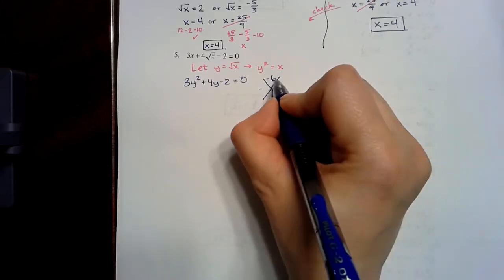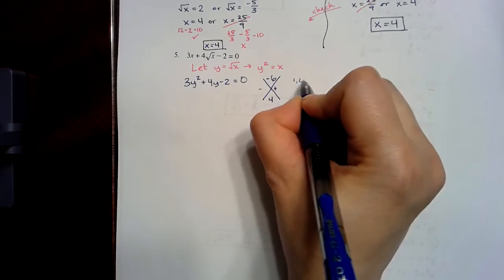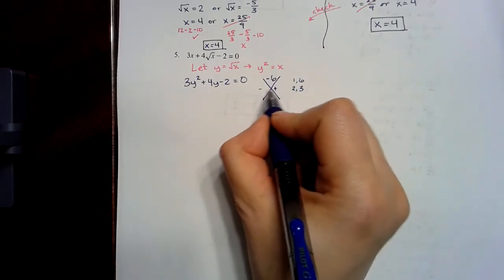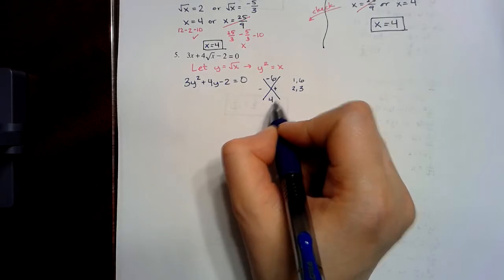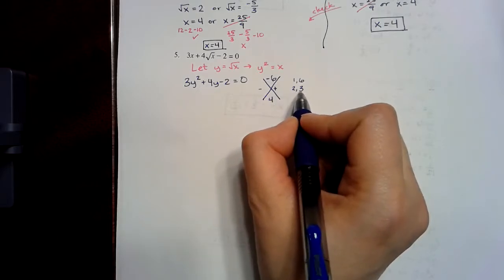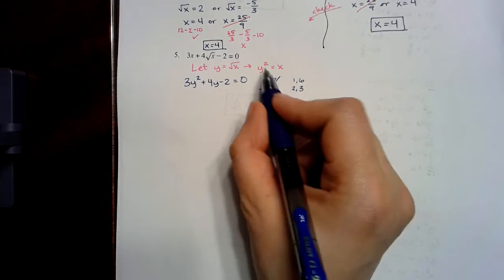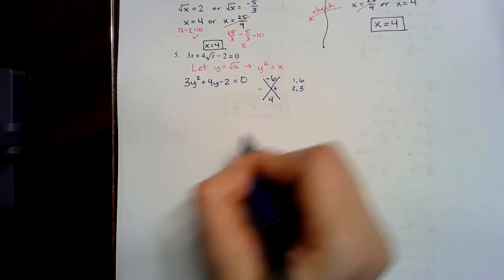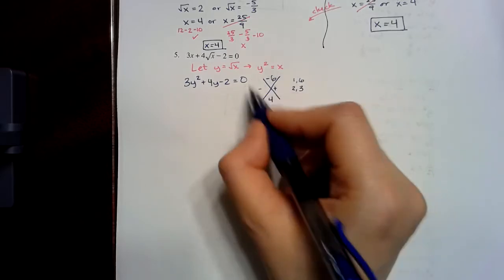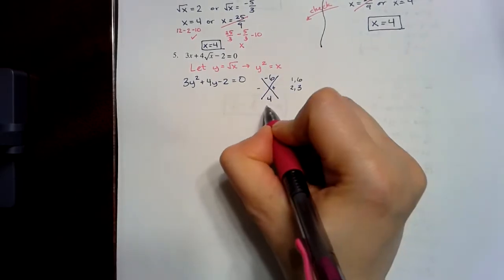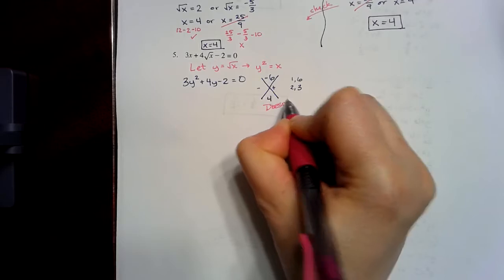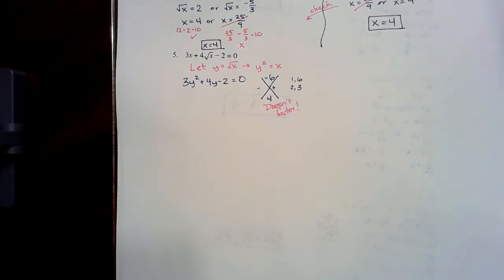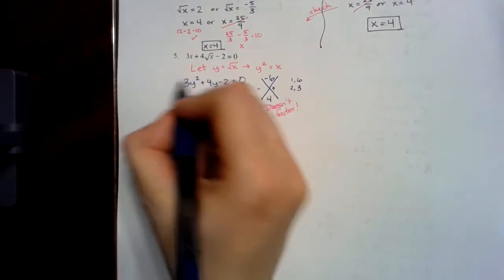Let's see, my possibilities to multiply to 6 are 1 and 6, or 2 and 3. Minus 1 plus 6 will get me to 5. Minus 2 plus 3 will get me to 1. So this does not factor. So this is not going to be useful. But it's okay if it doesn't factor. I still know how to solve this.